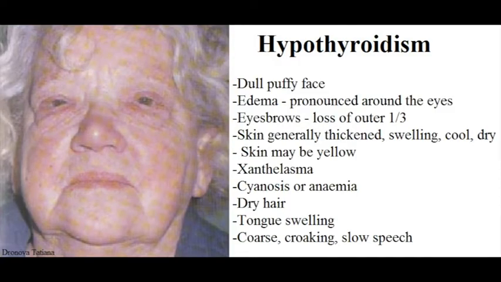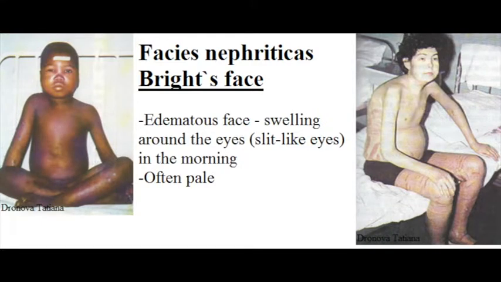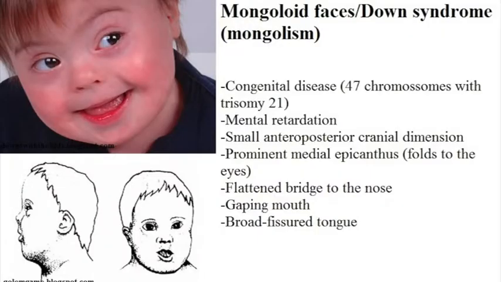Dull puffy face in hypothyroidism. Edema pronounced around the eyes, loss of outer one third of eyebrows. The presence of a bluish tint on a pale face resembles the appearance of a doll. Bright's face, found in patients with kidney disease, shows edematous face, swelling around the eyes, slit-like eyes in the morning, often pale. Mongoloid face in Down syndrome.